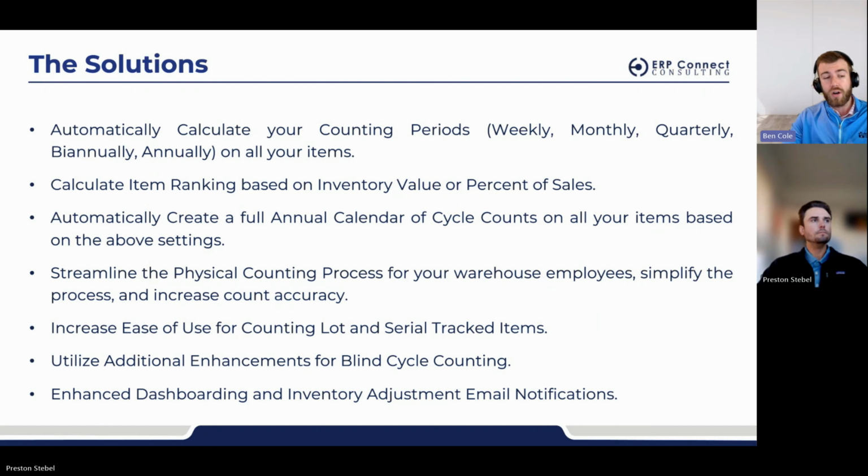From there, we can automatically create a full annual calendar for these cycle counts. So with a click of a button, it's going to schedule everything out for the next 365 days. And you can tell it if you want to skip some holidays and weekends and things like that, which Preston will show you. The next is the actual physical counting process themselves, right?